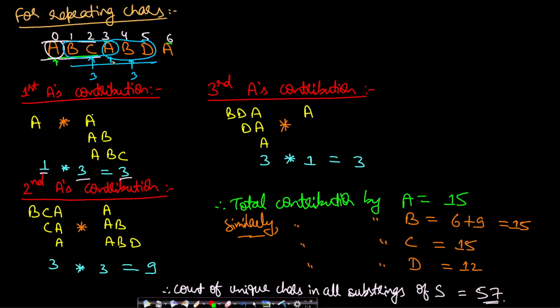Now, the total number of such combinations where A is included only once, including the second A, is equal to 3 into 3, which will be equal to 9. So you have to write the cross product enumeration of these two windows, right?